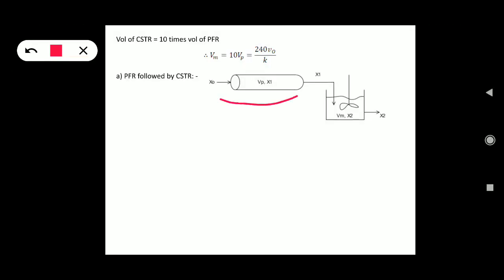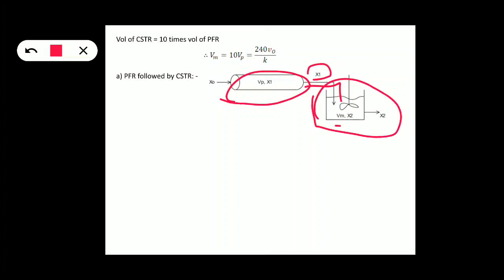Now we already know that we are going to add one mixed flow reactor which has a volume 10 times that of the plug flow reactor. So I can write Vm is equal to 10 Vp, that is 240 V naught by K. Now consider case 1, PFR followed by CSTR. We have one PFR, the original PFR where we get 96% conversion, that is X1 is equal to 96%. This is followed by another mixed flow reactor where Vm is 10 times Vp.